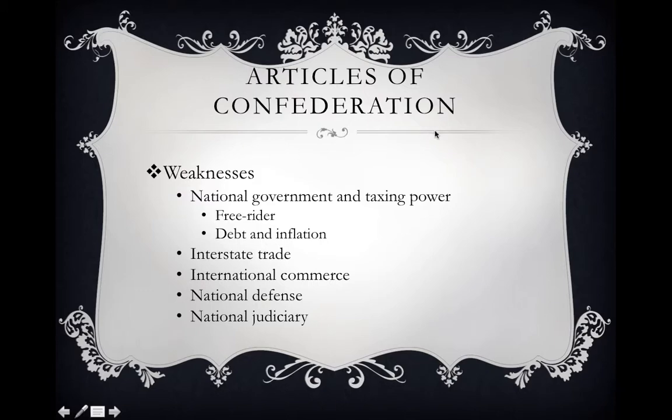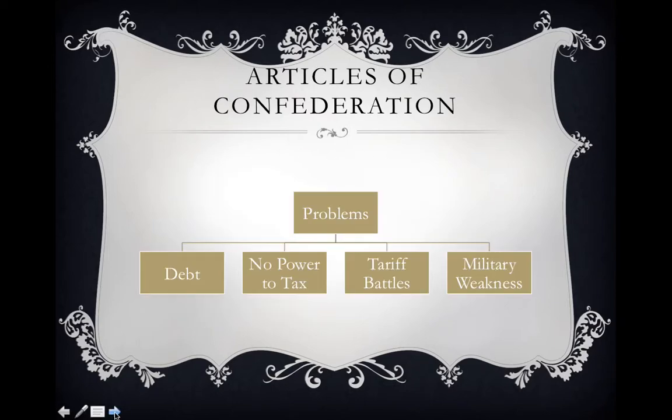So realize that with the Articles of Confederation, the fact that there were so many weaknesses gives you an indication of why the United States got rid of the Articles of Confederation and moved on to the Constitution. So make sure you realize those main issues. What were the problems? The fact that we had debt that we could not repay, and that's tied to the taxes. All right? We had no power to tax.